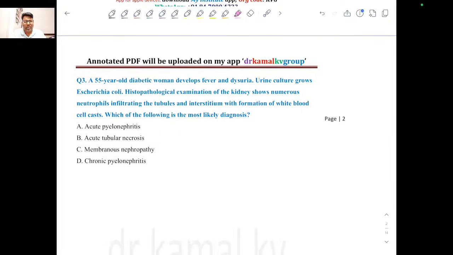Now moving forward to another question. A diabetic woman has fever and painful micturition, that is dysuria, and urine culture shows growth of Escherichia coli. So it is suggestive of urinary tract infection. Histopathological examination of the kidney shows numerous neutrophils infiltrating the tubules and interstitium, and formation of white blood cell casts. Now what can be the diagnosis here? Bhuvana, yes, very good.